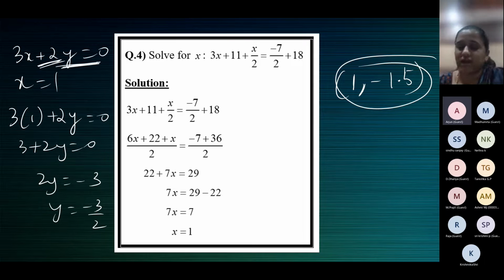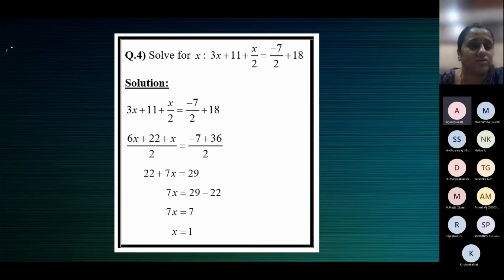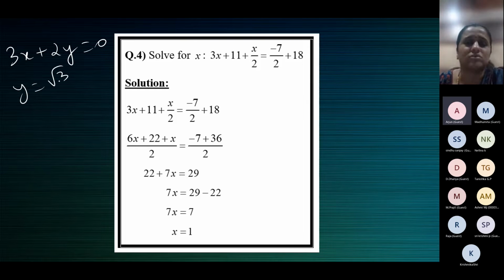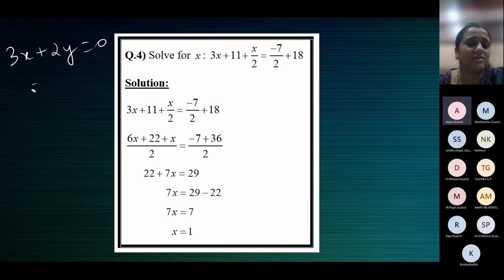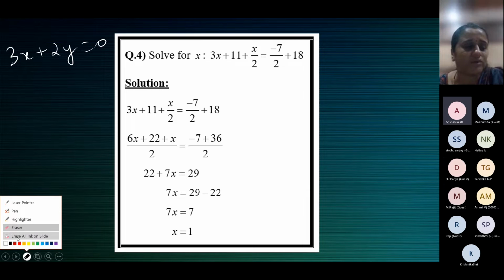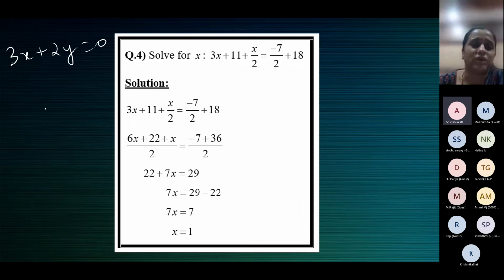Supposing they ask you to find 5 solutions for this equation. Simply give any value, it can be like root 3 also, any real value. Give any real value for y and find the corresponding value for x, or give any value for x and find the corresponding value for y. So when y is minus 3, find the corresponding x value.